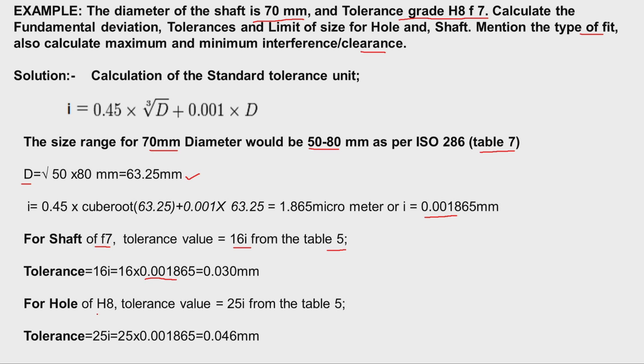Similarly, we can find the tolerance value for hole. So we are using H hole with IT grade 8. So tolerance value for IT8 will be 25 i. And then the i value we have already calculated, that is 0.0018 millimeter. So tolerance for hole will be equal to 25 i, that will be equal to 0.046 millimeter.